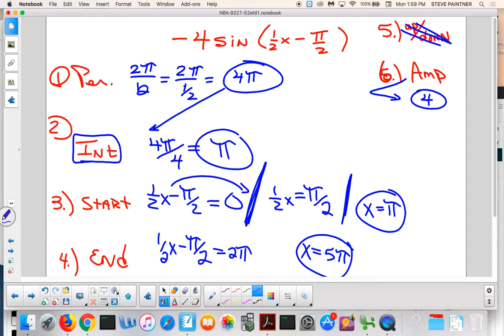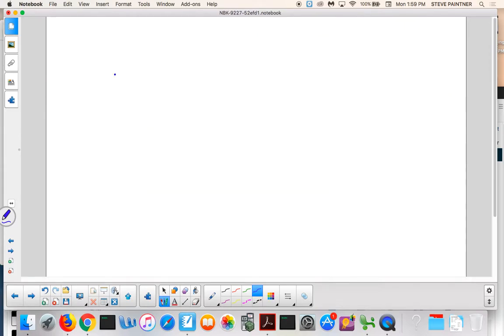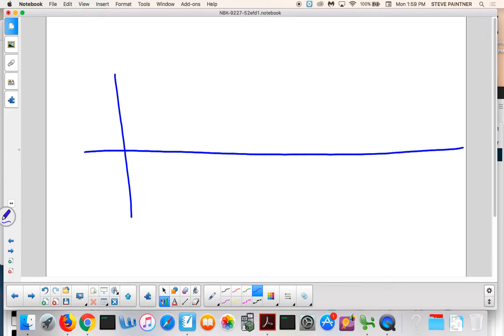I've got lots of information up here. Where am I starting? Start at pi, and then count by pi: 2 pi, 3 pi, 4 pi. This is where I end, 5 pi. That's 4 equal intervals: 1, 2, 3, 4. Where does sine start, on the midline or at the max?